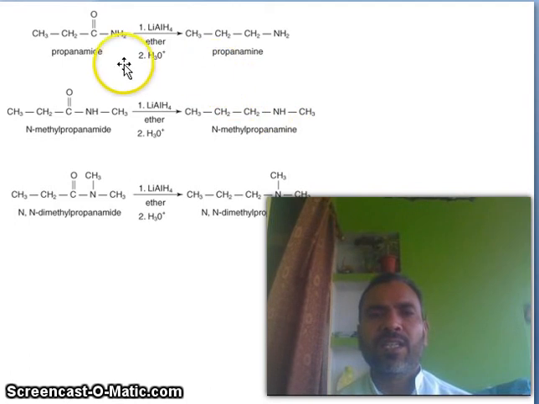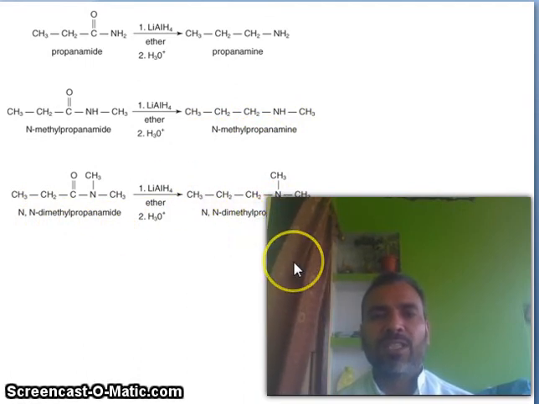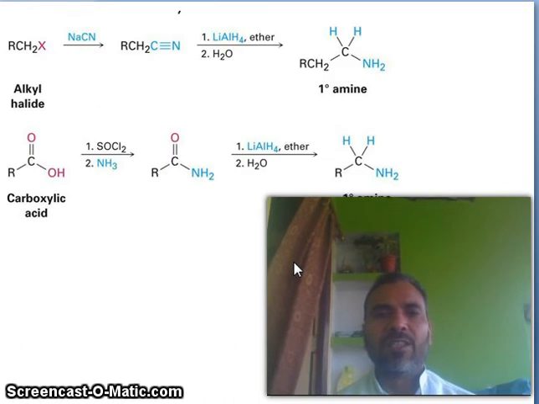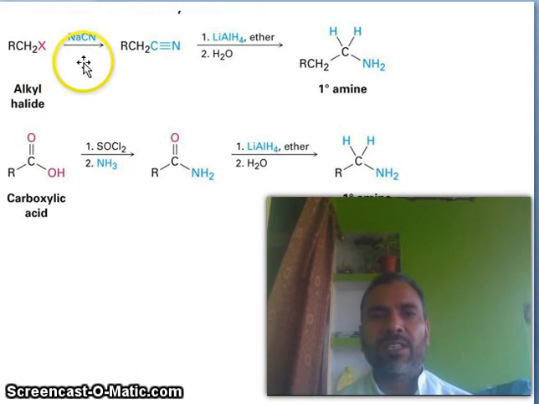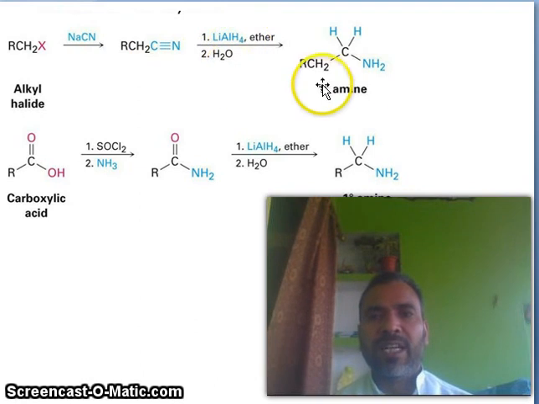You can see if you have this type of amide, you will get the primary amine. If you have an N-methyl substituted amide, you will get the secondary amine. If you have N,N-dimethyl, then you will get the tertiary amine on reaction with lithium aluminum hydride. If you have an alkyl halide, it will react with sodium cyanide and you will get a cyano group. On reduction with lithium aluminum hydride, you will get the 1 degree amine.